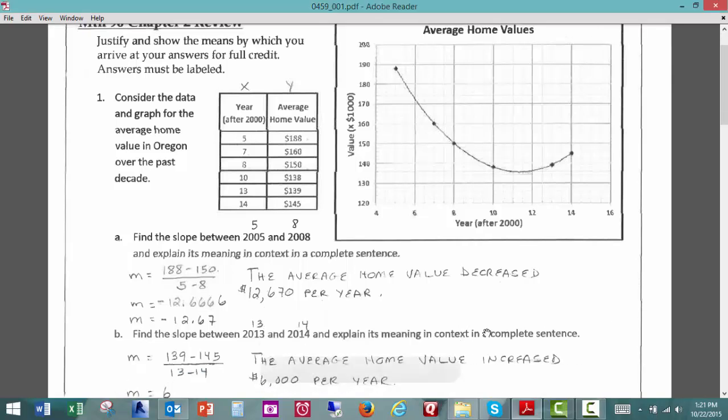Let me scoot this up a little bit. I get an answer of negative 12.6 and some change, which I'm going to round off. I know the directions don't give you the rounding instructions. They will on the test, but I think it should make sense to you that rounding off to two places is respectable. So I get a negative slope of 12.67, and that's between 2005 and 2008. If you look at the plot, 5 is right here and 8 is here, and clearly it's negative. So the meaning is that between years 2005 and 2008, the average home value decreased that much money per year.